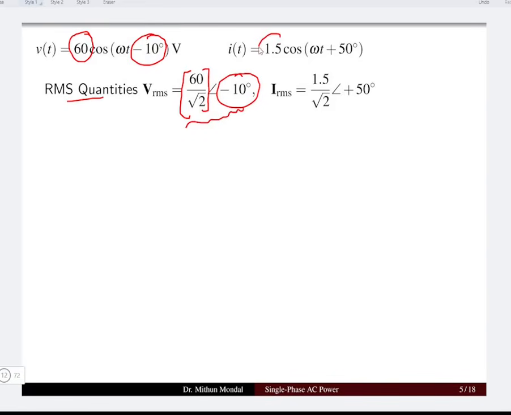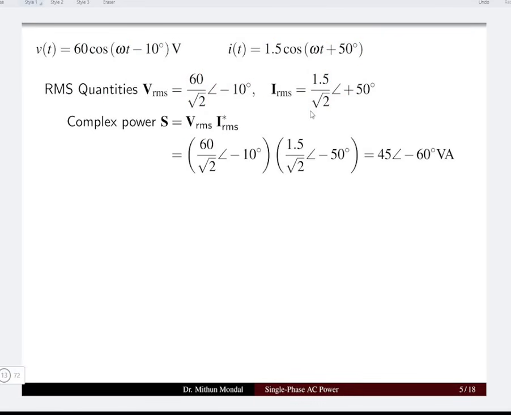Similarly, the maximum value of the current is 1.5, which we can divide by root 2 to get the RMS value of the current, Irms, and the angle is plus 50 degree. So both Vrms and Irms, we have converted into phasor quantities.